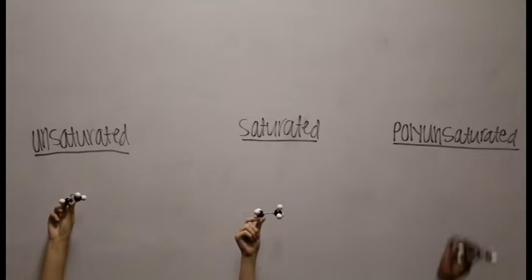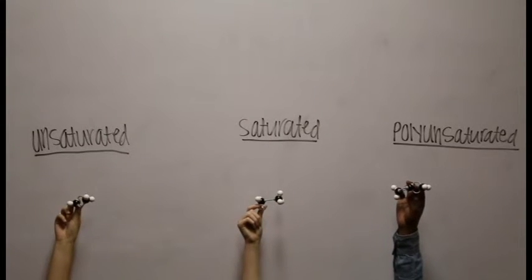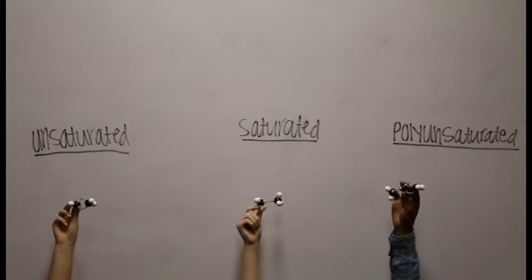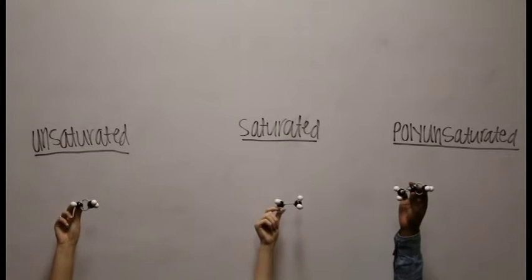A polyunsaturated fatty acid has 2 or more double bonds. Many oils are examples of polyunsaturated fats, such as soybean oil, sunflower oil, and corn oil.